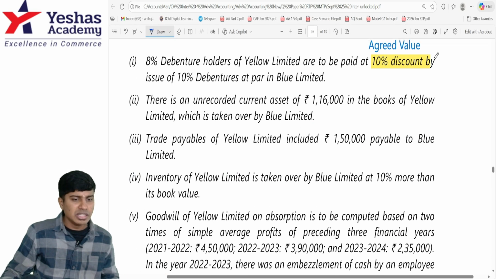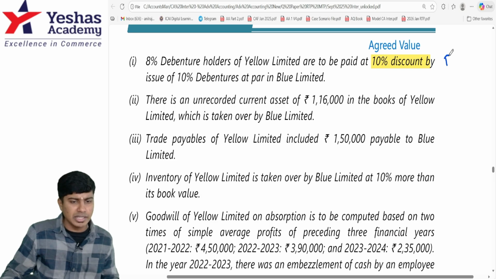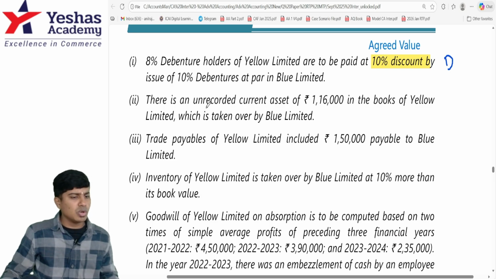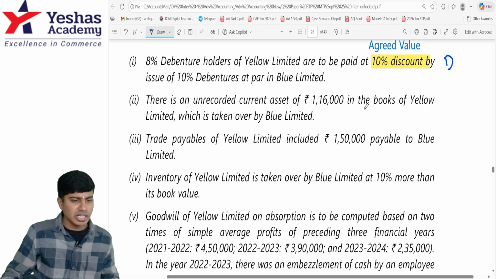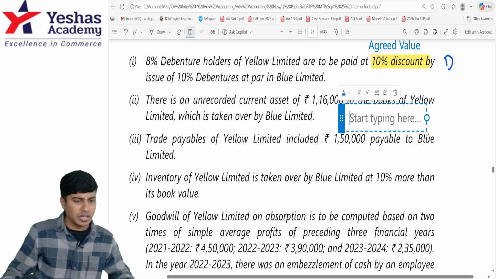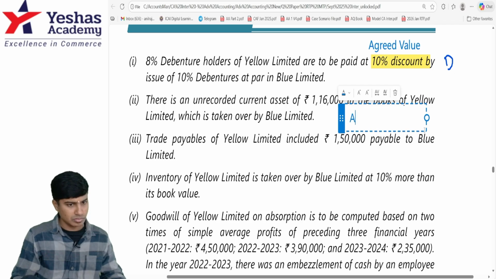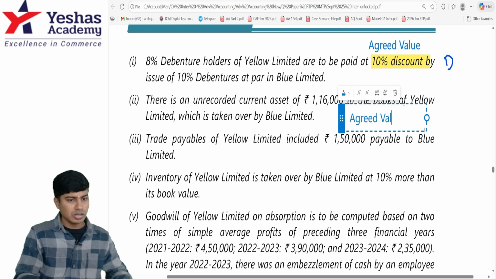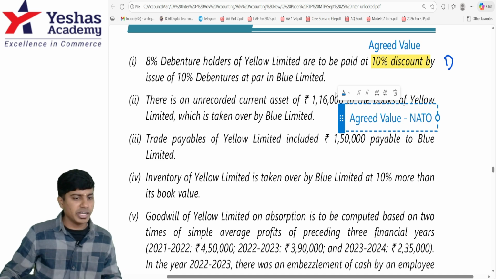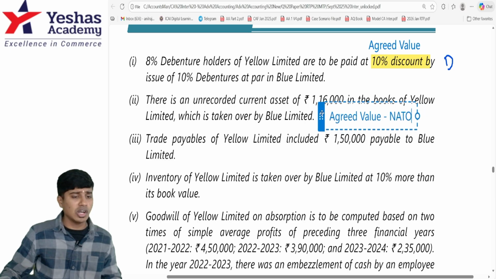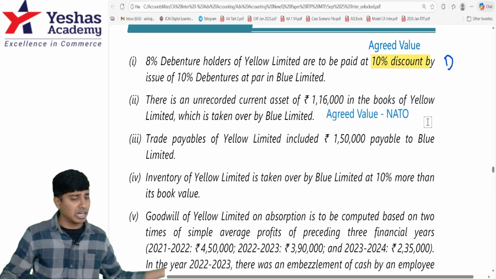Then the next adjustment. Come to the next one. Then come to unrecorded asset. This should also be considered in agreed value computation of NATO. In agreed value computation in net assets taken over, this should be taken. This unrecorded asset will also come in the balance sheet post amalgamation.